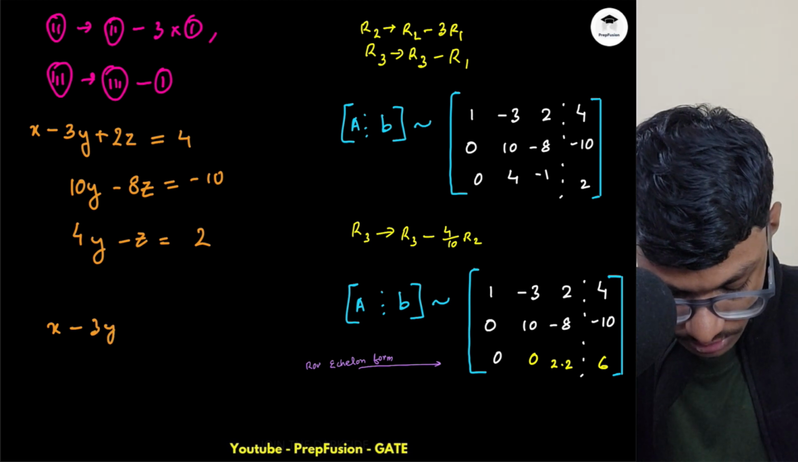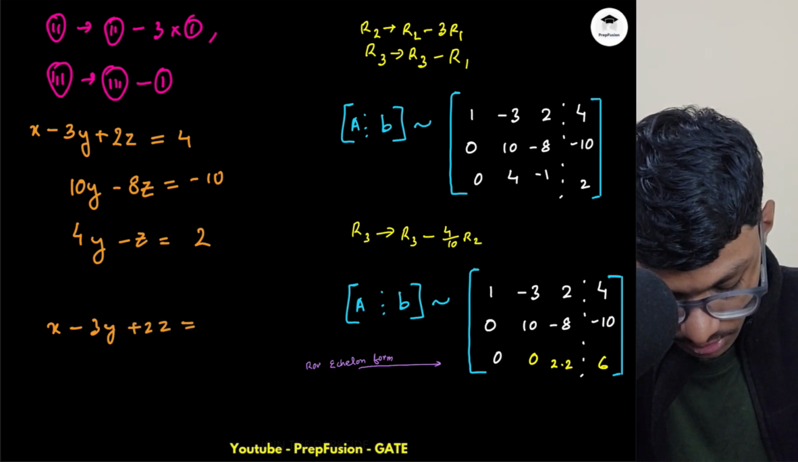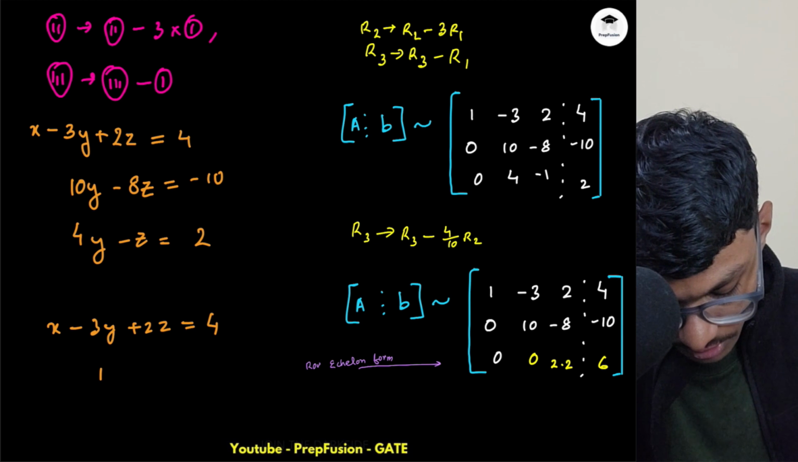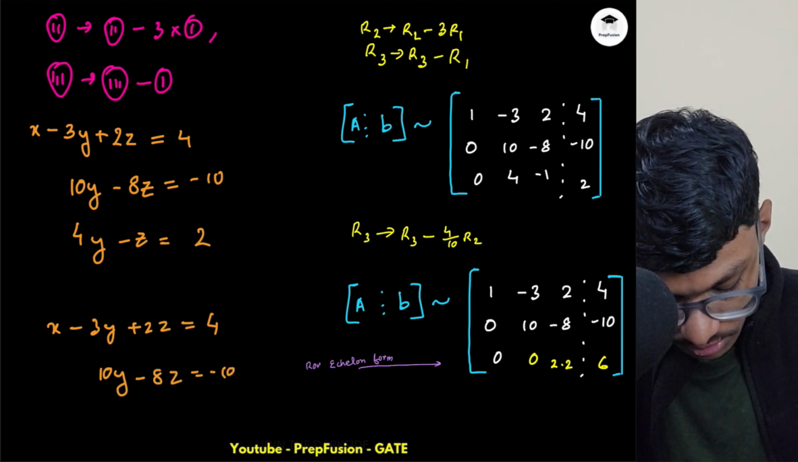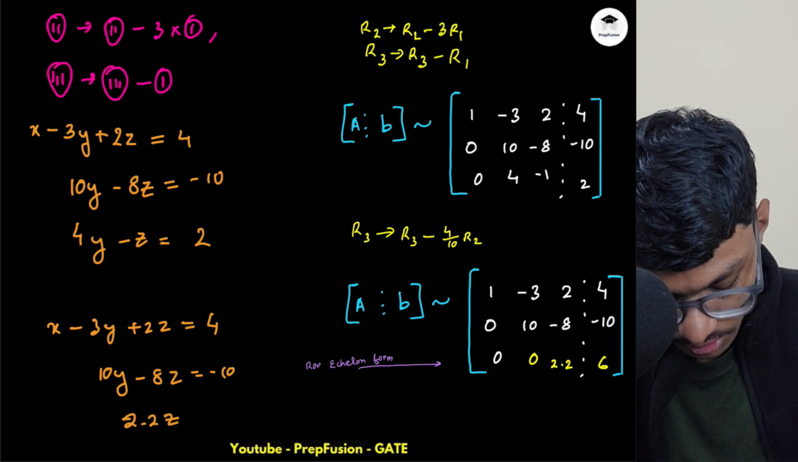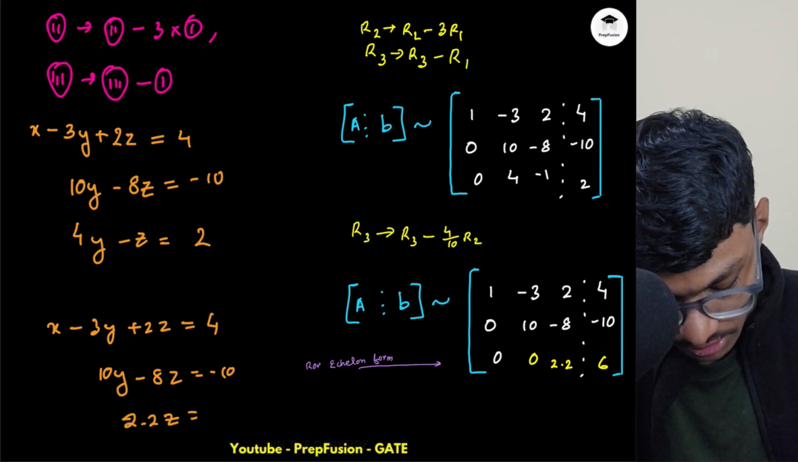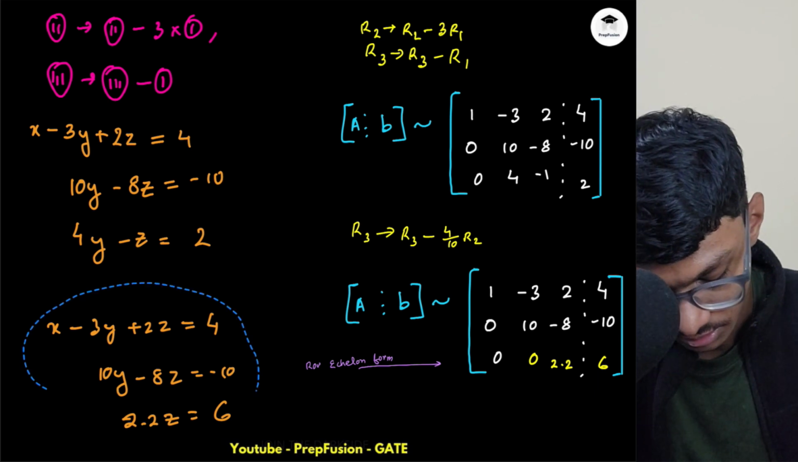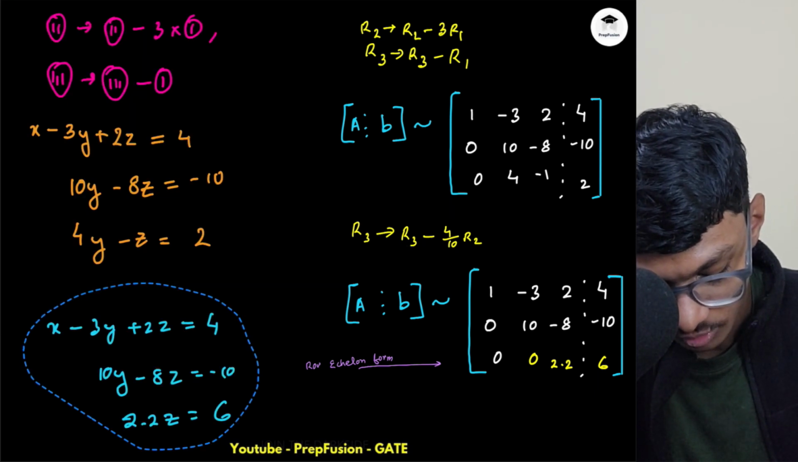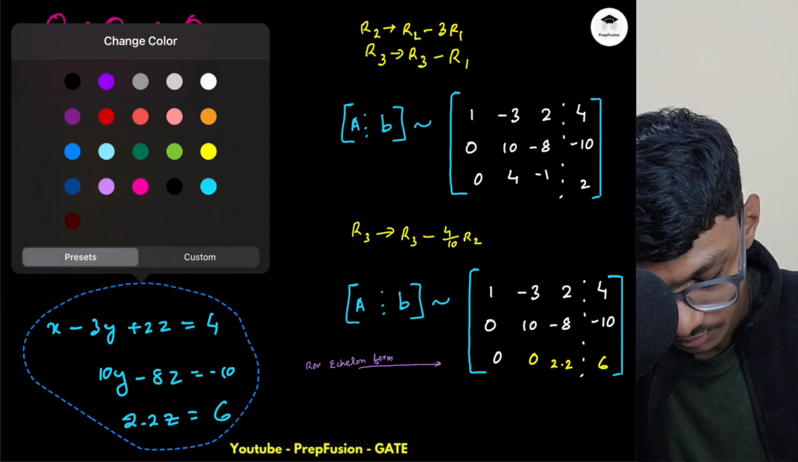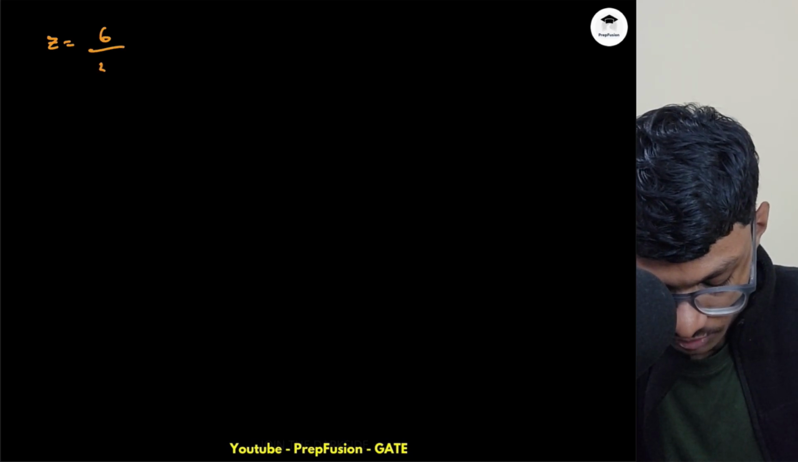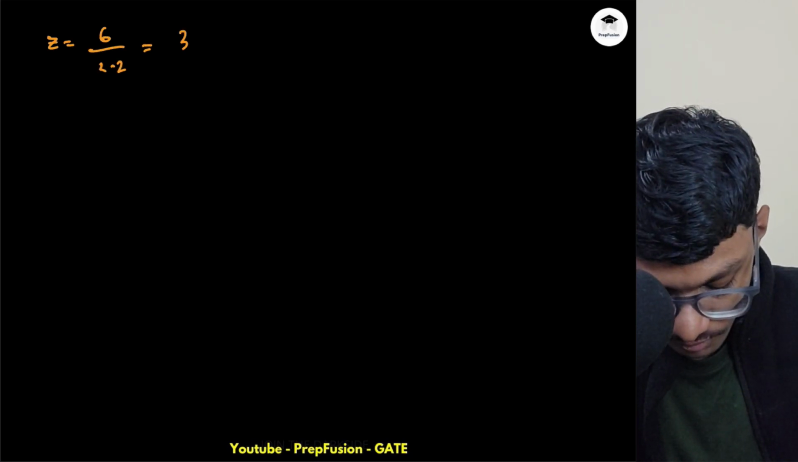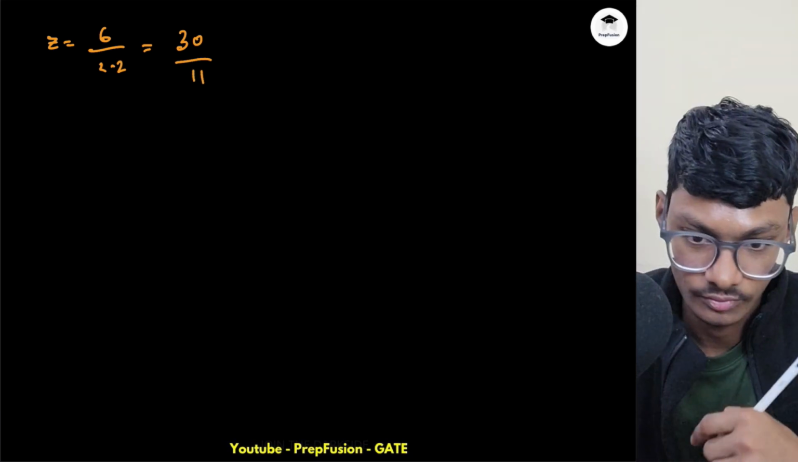This will be x minus 3y plus 2z equals to 4. This will be 10y only. And the last equation will become, this is 0. This will become 2.2z equals to 6. Right? I'm changing the color of this. So basically from here, you will be able to find the value of z, right? So what is z? From the last equation, z is equals to 6 by 2.2, which is equals to 30/11. That is what we got previously.